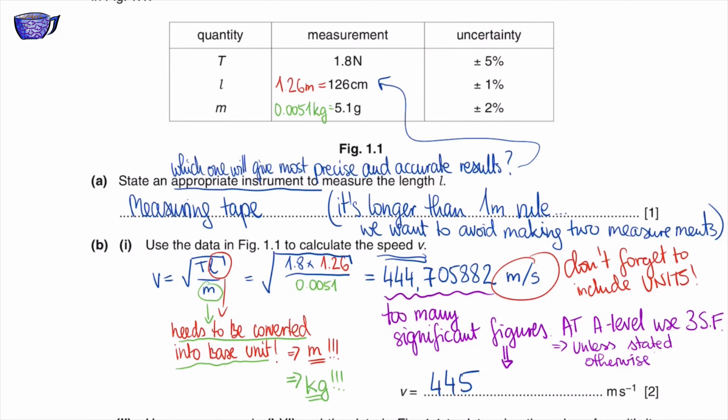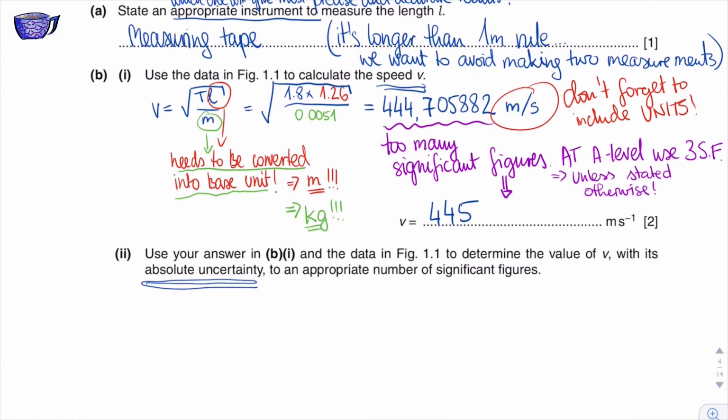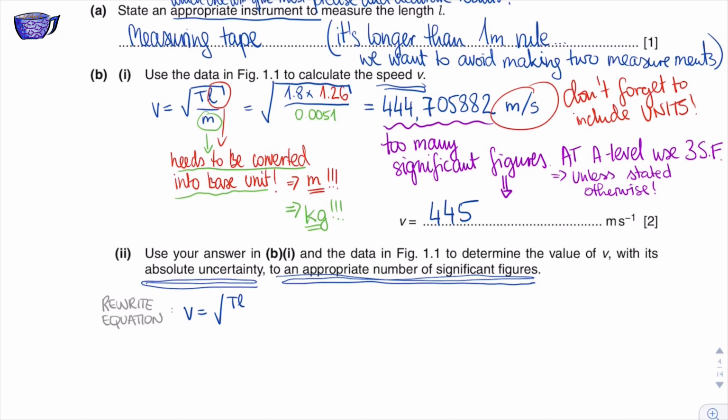In the next part, you should use your answer and the data in figure 1.1 to determine the value of v with its absolute uncertainty to an appropriate number of significant figures. You should know that this is a classical finding the uncertainty answer. You're going to look at uncertainties in year 12 and then you usually continue with them in year 13 if you continue with physics, that is. Because paper 5 is definitely going to involve calculations of uncertainties, so it's wise for you to know this stuff now.